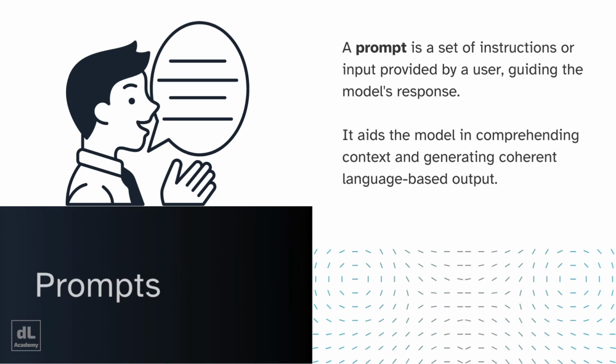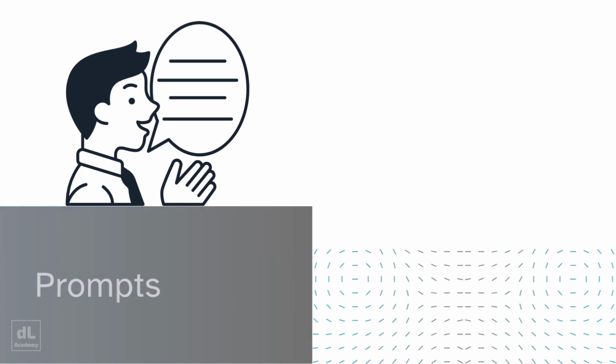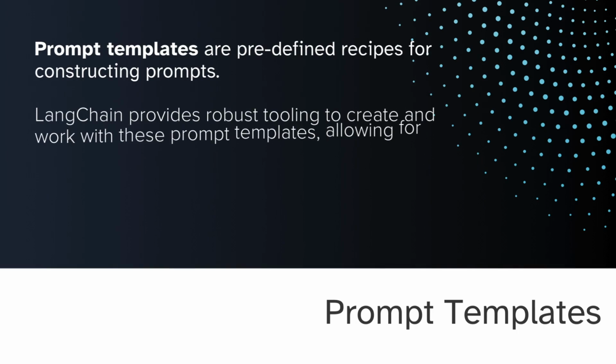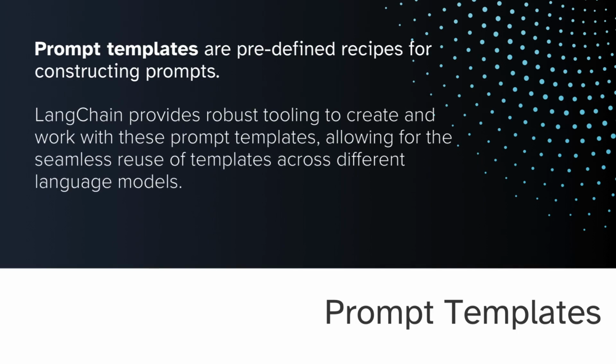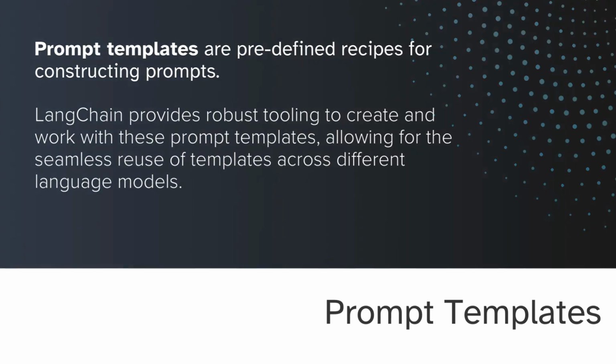It aids the model in comprehending context and generating coherent language-based output, such as answering questions or engaging in conversation. Prompt templates are predefined recipes for constructing prompts. These templates may include instructions, few-shot examples, and a specific context and questions suitable for a given task. LangChain provides robust tooling to create and work with these prompt templates, allowing for the seamless reuse of templates across different language models. Typically, language models expect the prompt to be either a string or a list of chat messages.